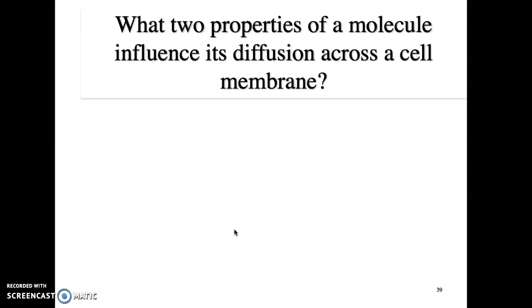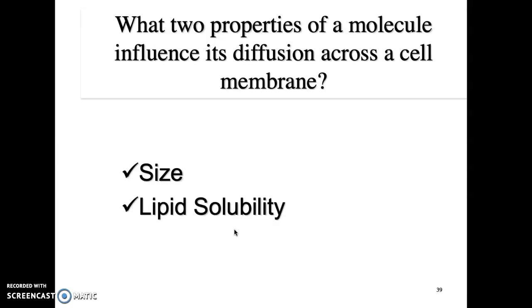So we want to think about the properties of a particular molecule that's going to influence its diffusion across the cell membrane. Obviously, some of them do it more quickly and some of them do it more slowly. What is it about those molecules that's allowing them to go more quickly or more slowly? What are the properties of that molecule? And there are only two. One is size, and that makes total sense, right? If it's a larger molecule, it's going to be more difficult for it to cross that membrane. The second property is lipid solubility.